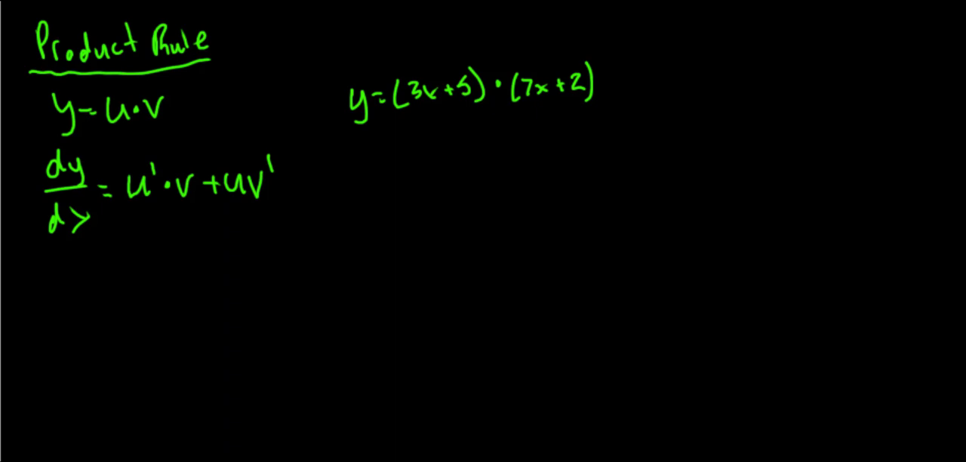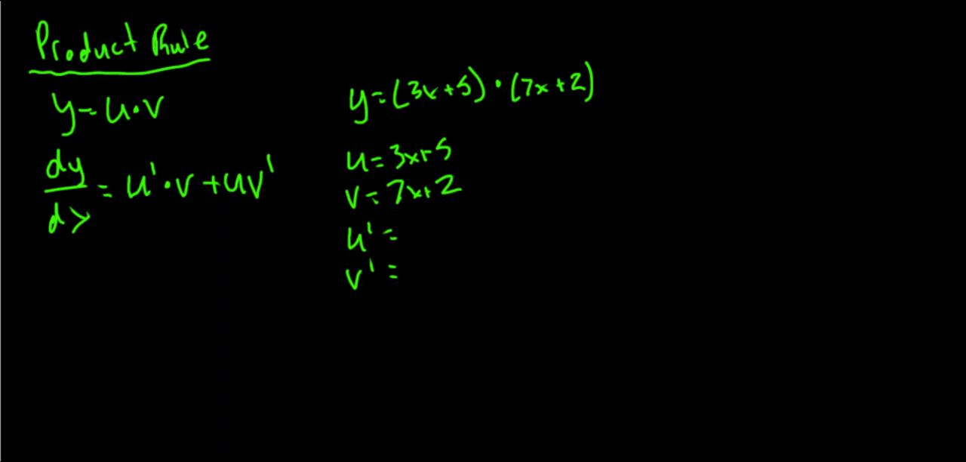So how can we start this, right? Okay, well, clearly we need to know what u, v, u prime, and v prime are, right? So let's start by defining those, right? We can say that u is 3x plus 5 in this situation, right? And let's say that v is equal to 7x plus 2. So we have the two things that are being multiplied by each other. Now we need u prime and v prime. And as we've established, these are just the derivatives of u and v, right?